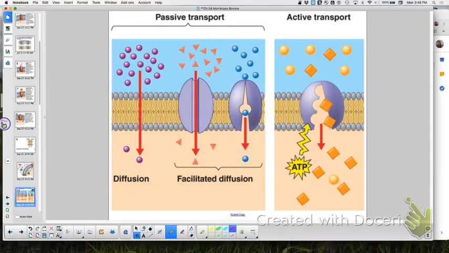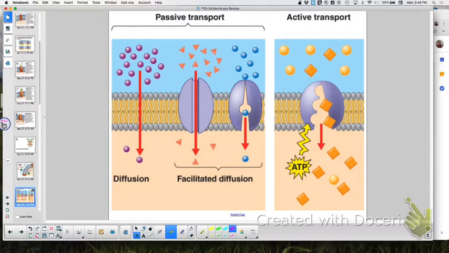You're going from a higher concentration to a lower concentration. If you're not large or charged, you can just go right through the phospholipid bilayer. Like we said, water, CO2, O2, they can go right through the phospholipid bilayer, no problem. If you are large or charged, you cannot go through between the phospholipids. You have to use a channel or a carrier, but it is still passive because you're going from a higher concentration to a lower concentration.